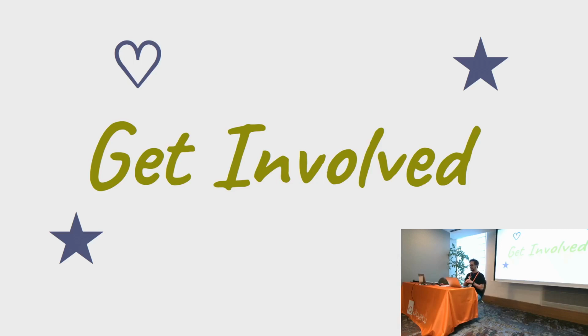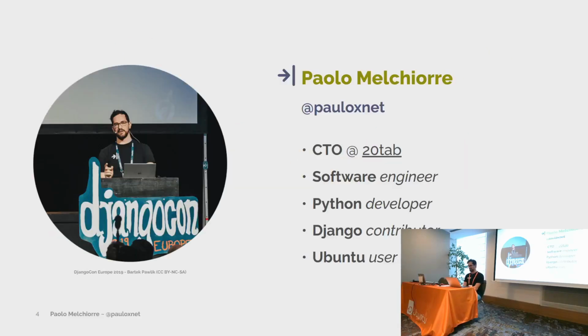But before we start, I'll tell you a few words about myself. I'm Paolo Melchiorre. I'm the CTO of 20Tab, a software company based in Italy. I'm a software engineer and a long-time Python backend developer. After using Django for a few years, I also became a contributor to the project. And as I said, I'm an Ubuntu user. But this represents me today. My journey of involvement in open source started a long time ago.